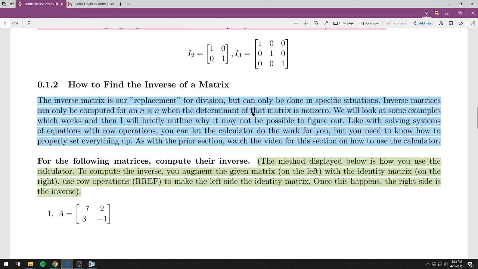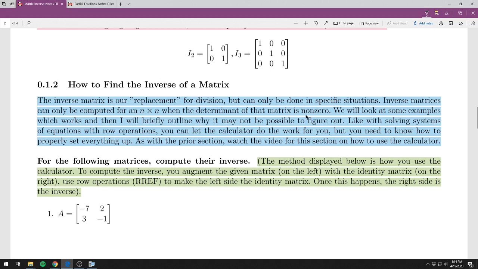Okay, so one thing I have highlighted here, this isn't something you necessarily need to write down. I just wanted to read it. But what you notice in the last section on matrix algebra is we didn't talk about division of matrices because you can't actually ever divide by a matrix. The inverse matrix is our quote-unquote replacement for division, but it can only be done in specific situations. Inverse matrices can only be computed for an n by n matrix, so a square matrix, when the determinant of that matrix is not 0.